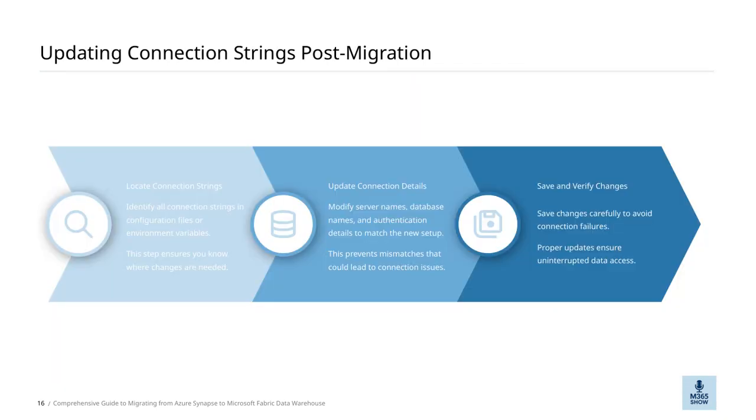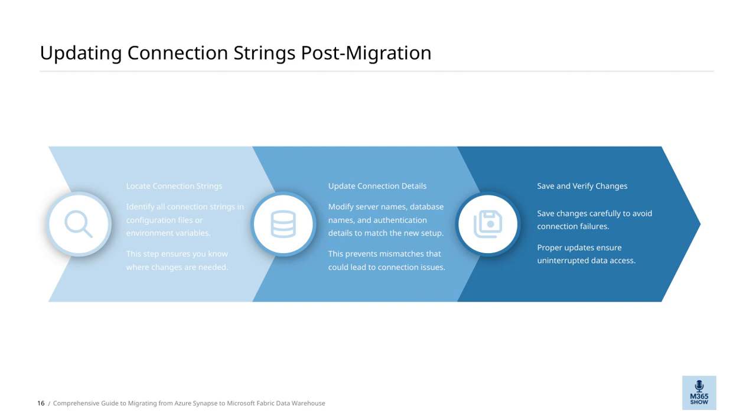Now, let's talk about updating connection strings after your migration. It's crucial to save your changes carefully to avoid any connection failures down the line. Properly updating these details ensures that your data access remains uninterrupted, which is essential for smooth operations. When you're ready to save, make sure to verify everything carefully. Double-check that the server names, database names, and authentication details match your new setup. This helps prevent mismatches that could cause connection issues later on.